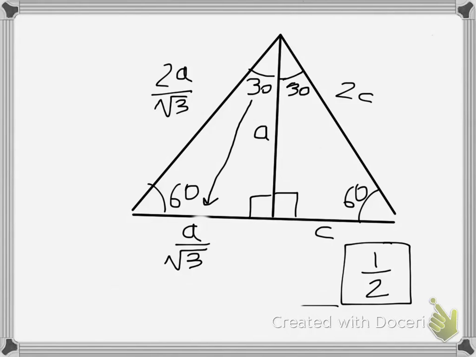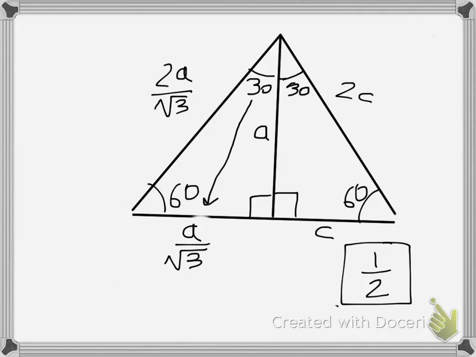So the sine of 30 degrees equals 1/2. We just used the ratio, so opposite is a over square root of 3, hypotenuse is 2a over square root of 3, and if we divide them, we get 1/2. So sine of 30 degrees equals 1/2.